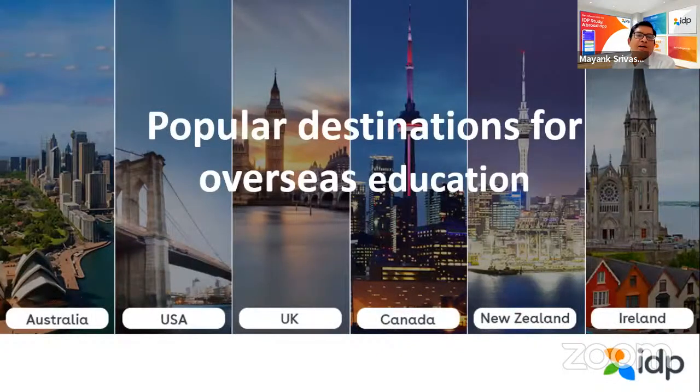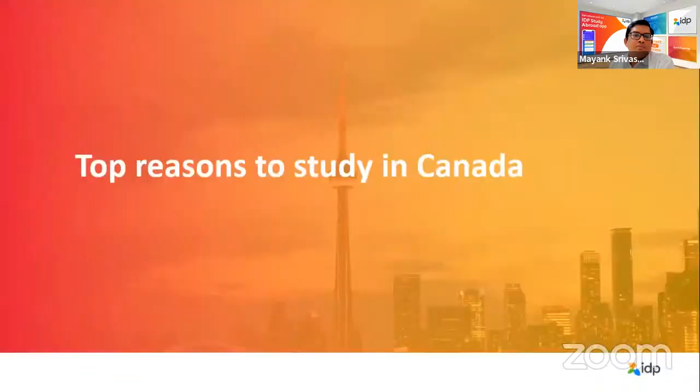So IDP actually helps the student to choose among 6 English-speaking countries and their programs. We send students to Australia, as this is an Australian company. We send students to Australia, USA, UK, Canada, New Zealand, and Ireland. Any question? Then we will start with Canada.